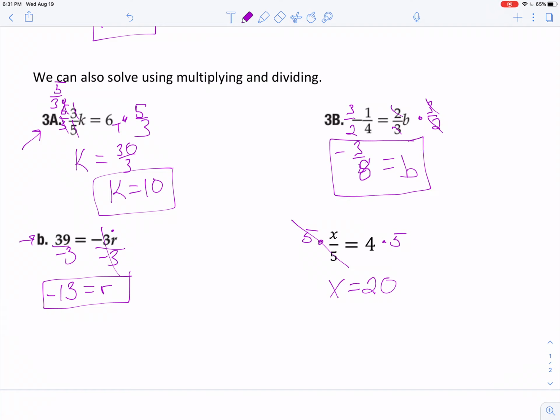And again, you'll notice the reason I didn't multiply by the reciprocal down here on the x over 5 is because it wasn't a fraction hanging out in front in the first place. It was only a division by 5. So that's why I was able to just multiply by 5 and be done with it.